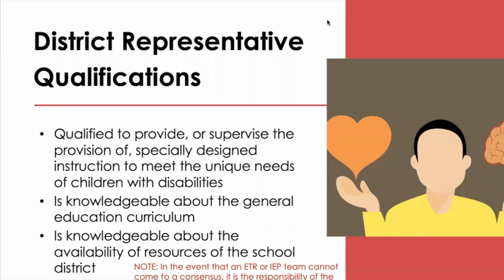So what is a district representative? A qualification for a district representative is that it has to be a person who is qualified to provide or supervise the provision of specially designed instruction to meet the unique needs of children with disabilities. This individual must also be knowledgeable about the general education curriculum, and about the availability of resources of the school. It's important to note that in the event that an ETR or IEP team cannot come to a consensus, it is legally the responsibility of the district rep to make a final determination on behalf of the team.